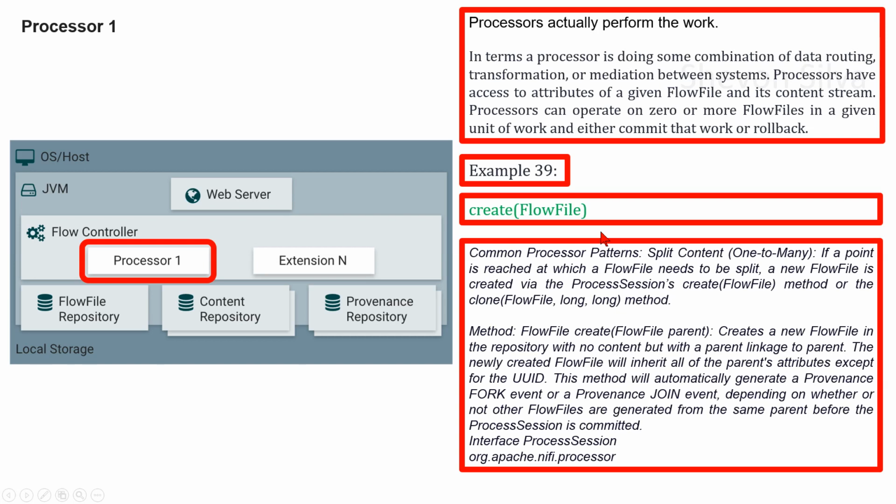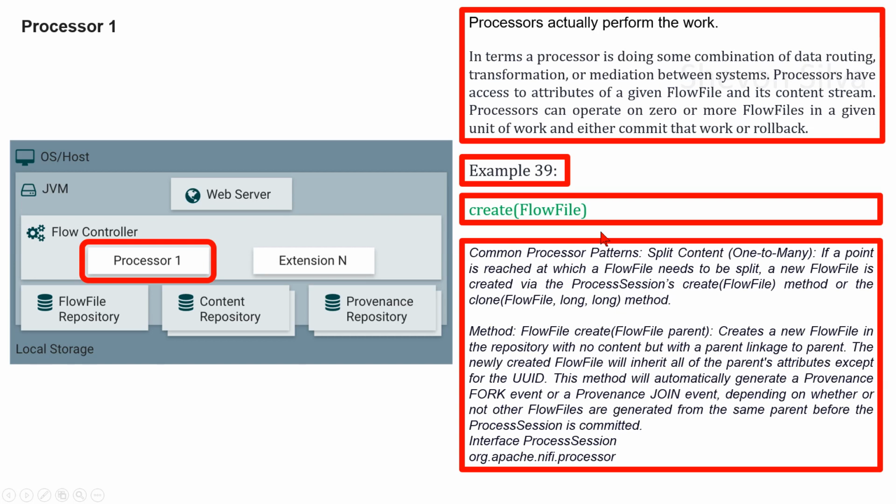If a point is reached at which the flow file needs to be split, a new flow file is created via the process session's create flow file method, or the clone flow file long method. If using the create method, the method is called with the original flow file as the argument, so that the newly created flow file will inherit the attributes of the original flow file, and a provenance fork event will be created by the framework.